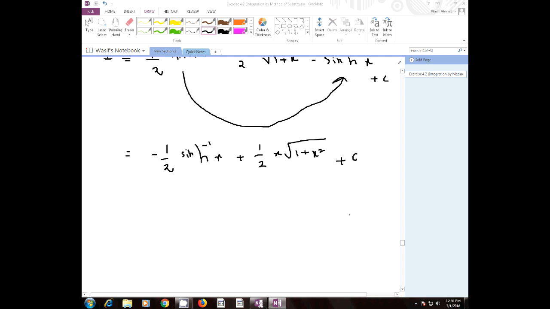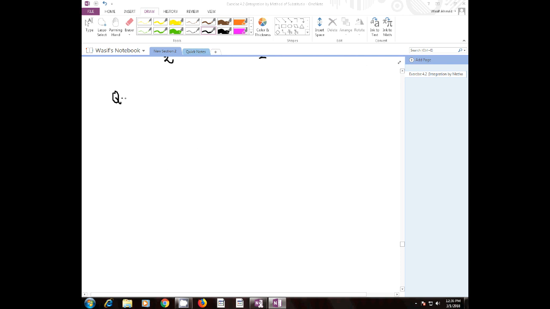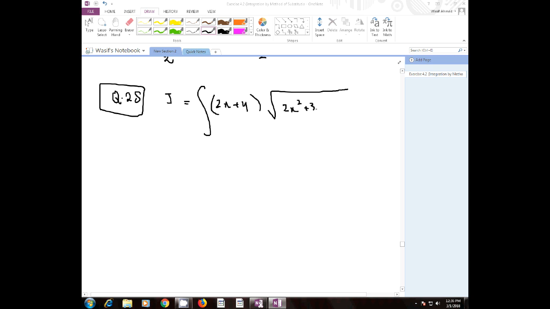Now we will move to the next question. The next question is a little bit trickier and it is lengthy. Question number 28. In this question, you have to integrate 2x plus 4 multiplied by square root 2x squared plus 3x plus 1 dx.